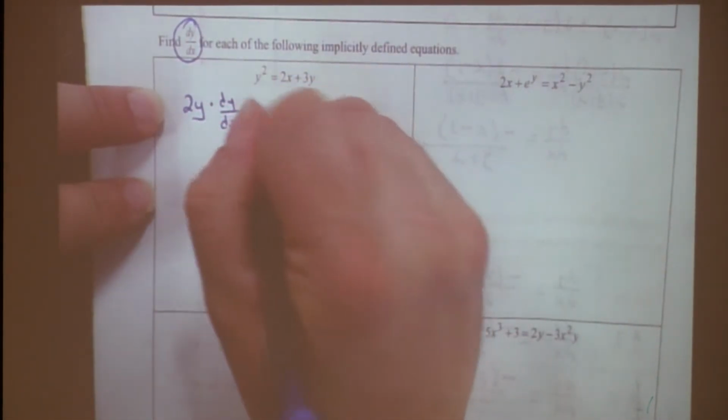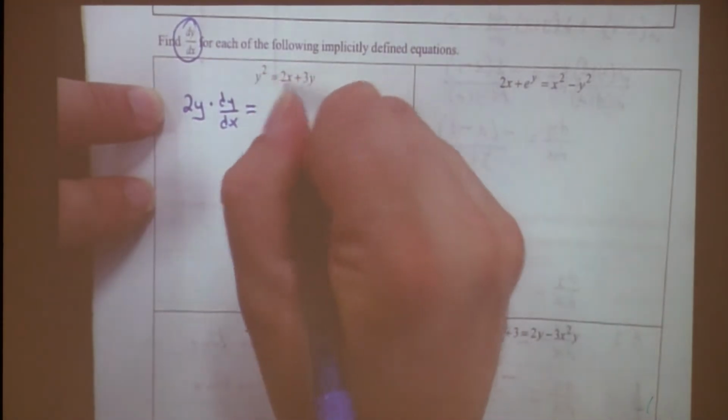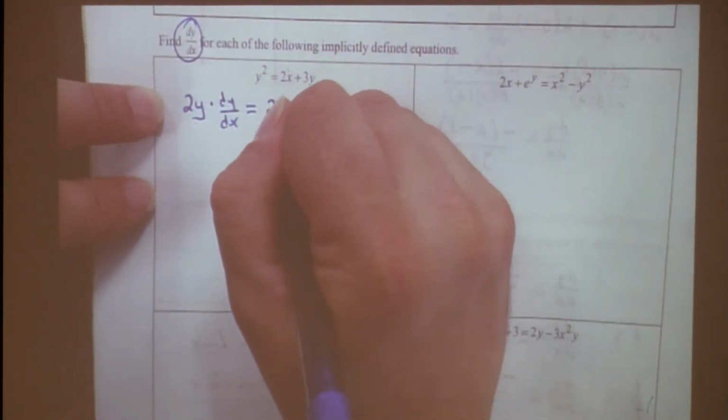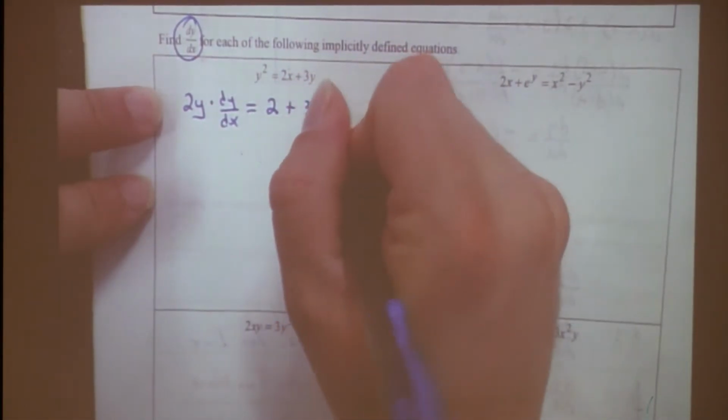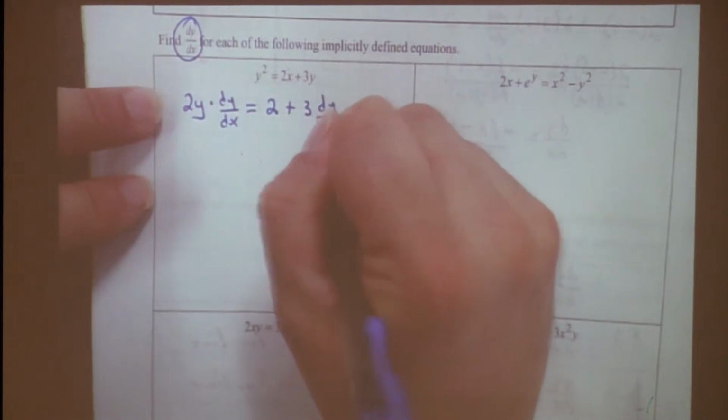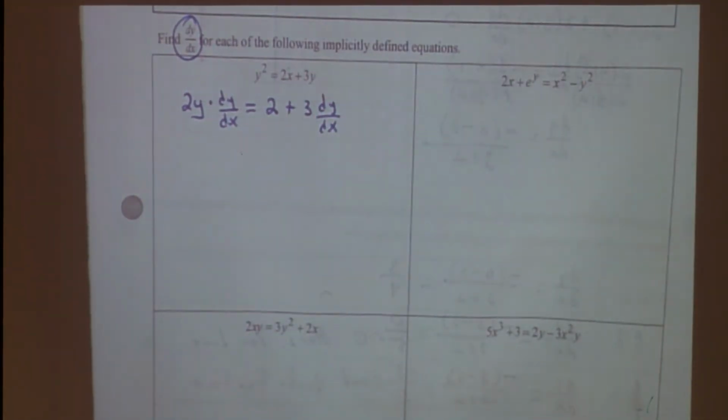dy dx equals, okay, derivative of 2x. The two letters match, so I don't have to worry. Plus derivative of 3y. Uh-oh. 3. The letters don't match, so we have to put dy dx. Awesome. Step one's done.